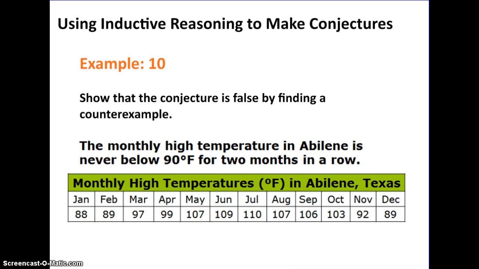Alright, here is a table of values. We are still finding a counterexample. It says the monthly high temperature in Abilene, Texas is never below 90 degrees for 2 months in a row. Looking at this table, I can see that both January and February are under 90 degrees, and it's 2 months in a row. So that right there is my counterexample, January and February.